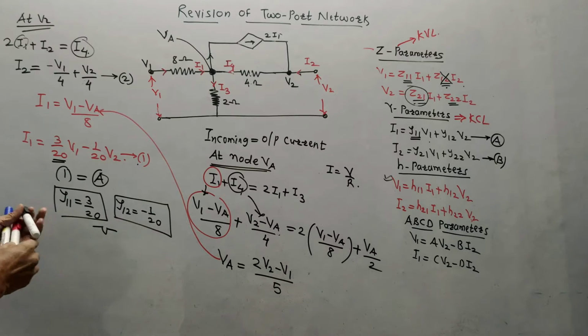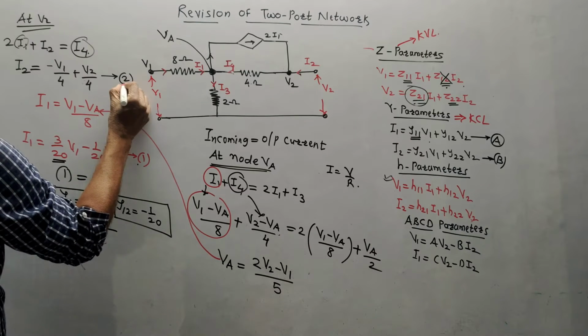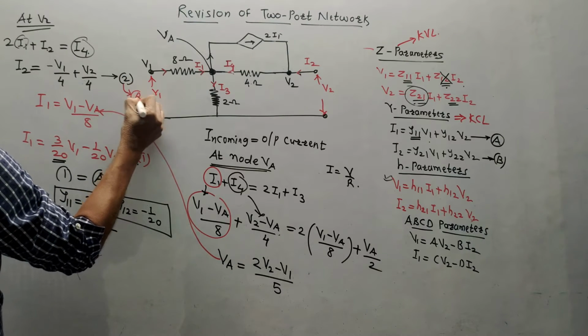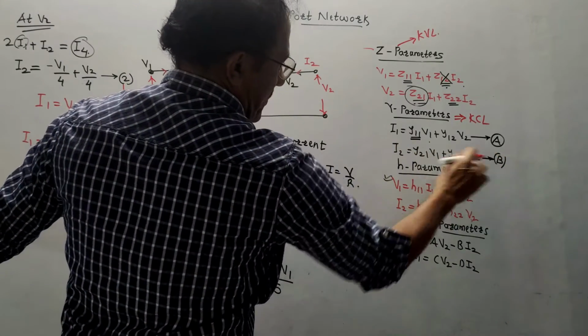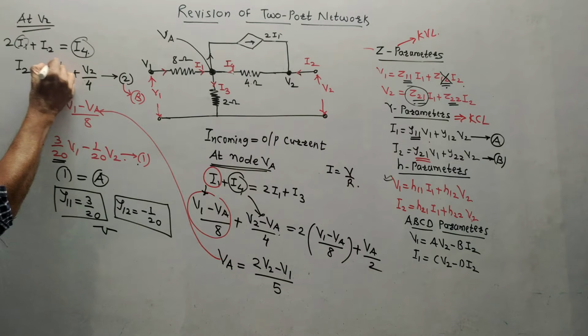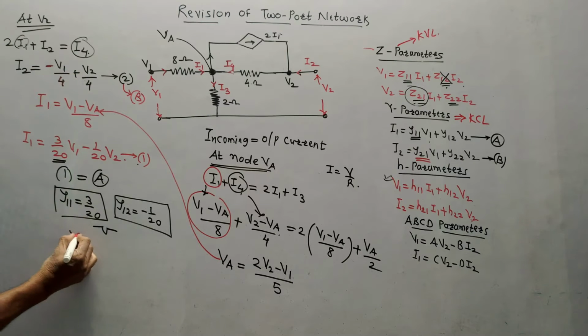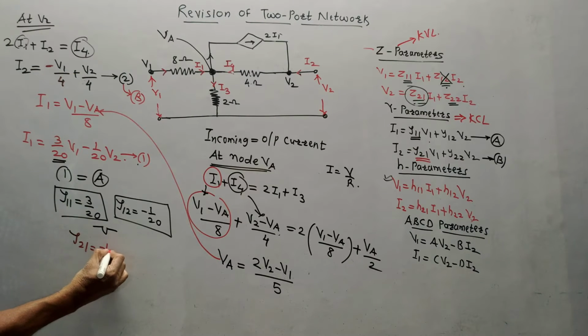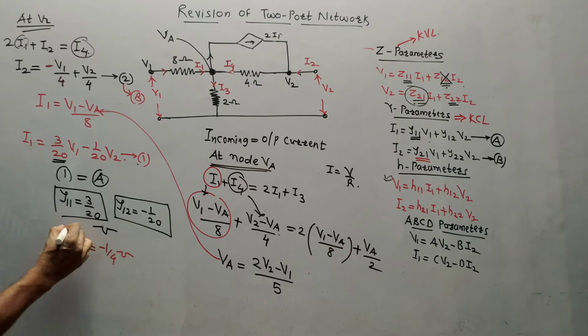Now compare equation 2 with equation B. B is the reference equation. Here with V1 we have Y21. Here with V1 we have minus 1 by 4. So I will get the answer Y21 is equal to minus 1 by 4 mho.